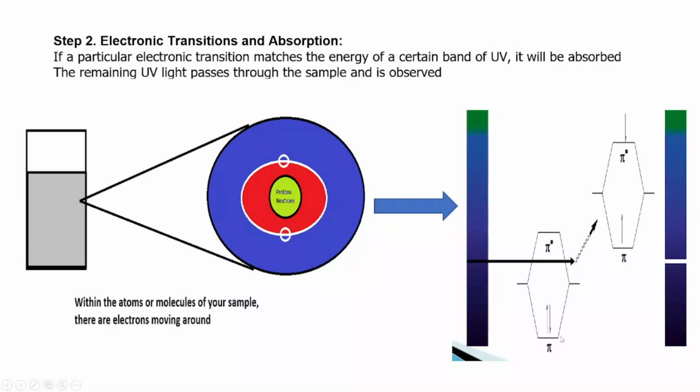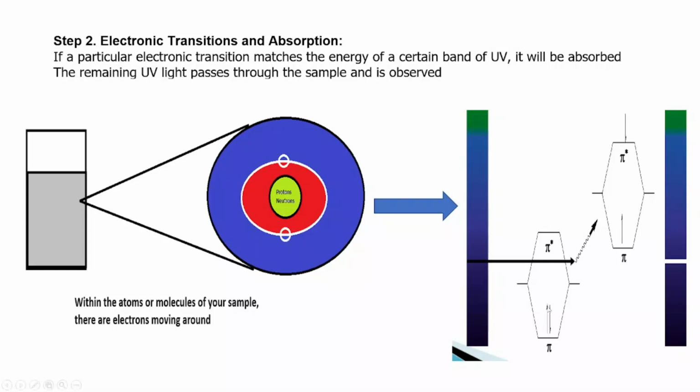This is the pi bonding molecular orbital, right? There are two electrons in here. Now, in order for this electron to be able to jump from this level to this level, that is, from the bonding molecular orbital to the anti-bonding molecular orbital, it needs some amount of energy in order to successfully make the jump, right?